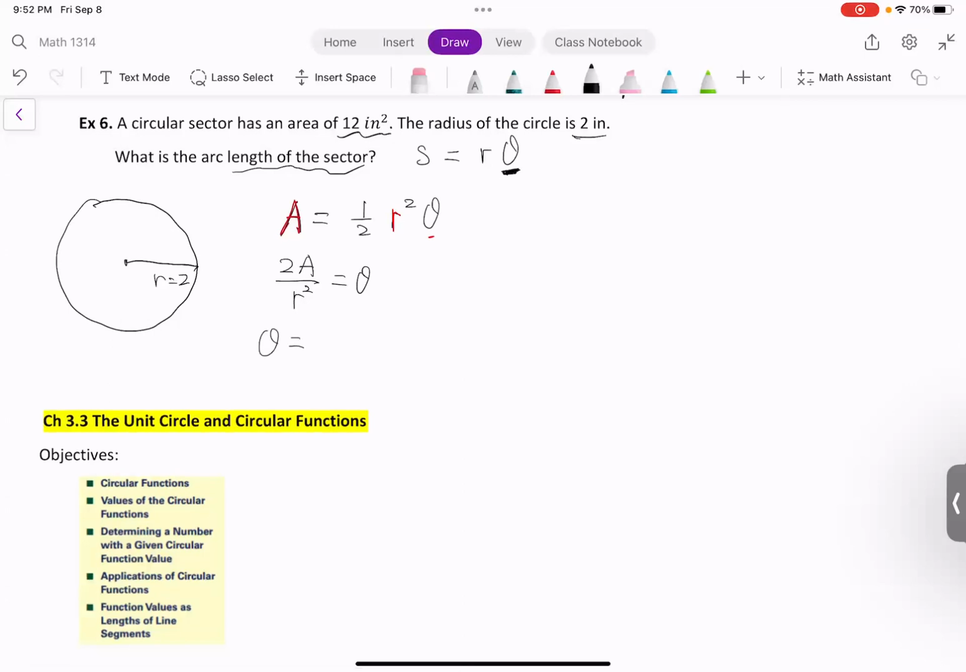So theta equals 2 times 12 divided by r squared. r squared is 2 squared, so 24 divided by 4 is 6. My theta is 6. Then bring it to the formula, S equals r times theta: 2 times 6. S equals 12, and the unit is inches. So the arc length is 12 inches.